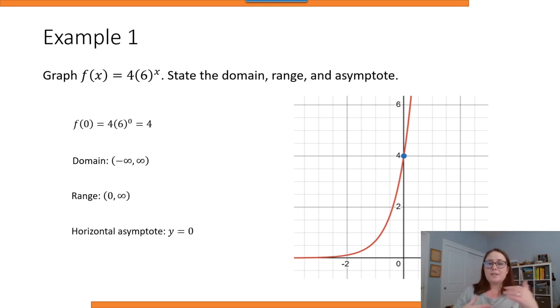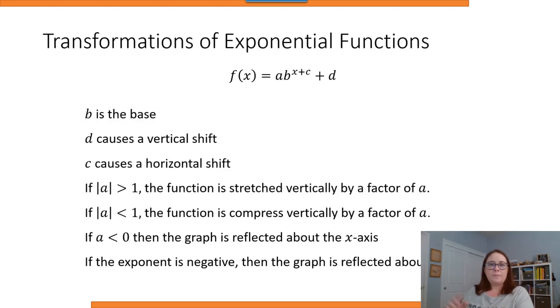Right, so some of these things like the range and the asymptote will start to change if we start adding and subtracting numbers to the basic version of the exponential function. So transformations can occur in a few different places. I can multiply by a. So I have a times b to the x here.